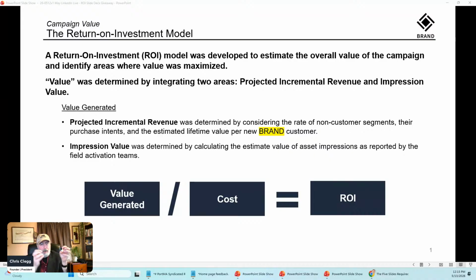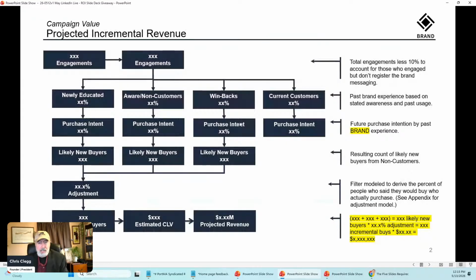You're bringing the value of incremental revenue, you're adding that to the value of the impressions, and that becomes your total value generated. You're dividing that by your costs, and that's how you're getting ROI. So this first slide is just introducing the basic concept of the model. Once you have that, now you can start to go through the tool I just communicated to you, or the model I just communicated, and look how it falls out.